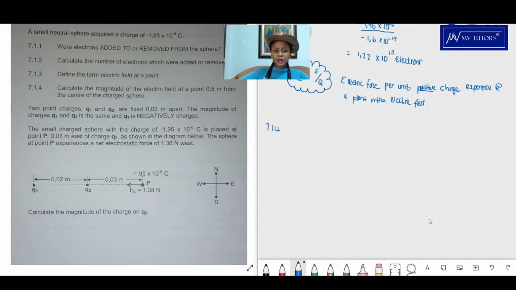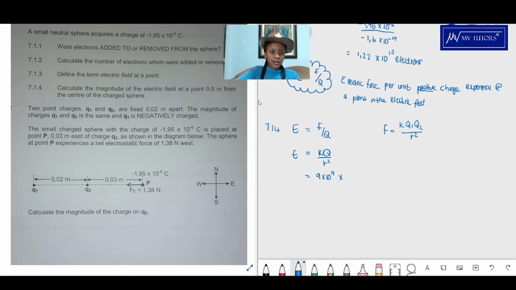7.1.4, calculate the magnitude of the electric field at a point 0.5 meters from the center of the charged sphere. Okay, so here we already have our formula, right? We know that E is F over Q, but remember that F is equal to K, Q1, Q2, all over R squared. Okay, so if we put this equation in there, one of the Q's is going to cancel out. So you have small k, Q, all over R squared. Okay, so that is E. So what is K? The constant would be 9 times 10 to the power 9.